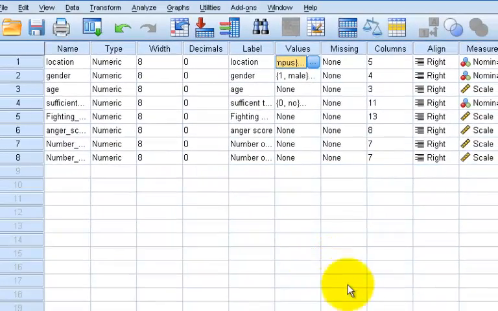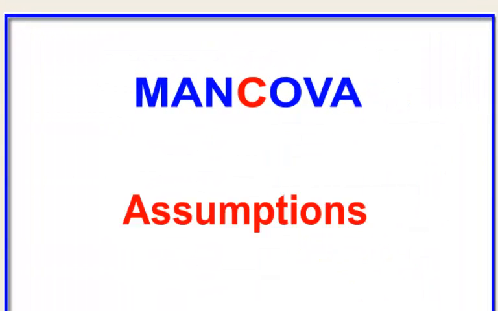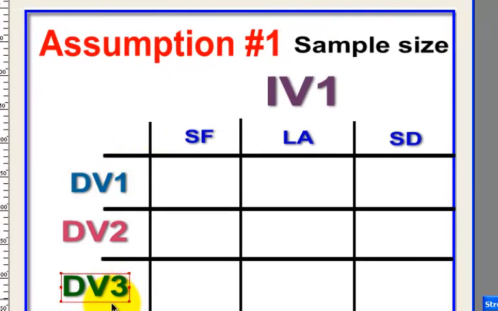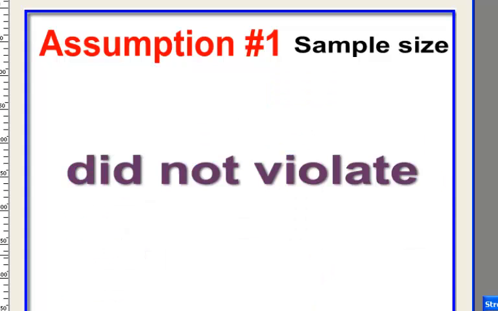So let's check assumption number 1 of our MANCOVA: sample size. Since we've got 3 DVs, I took the IV with the largest number of levels, so that's our location one. There has to be a minimum of 3 per cell here, so 3 times 9 is 27. We have 30, so we did not violate assumption number 1.